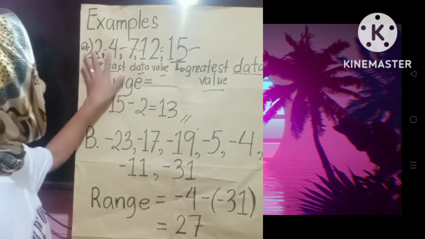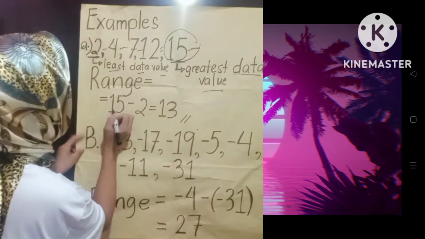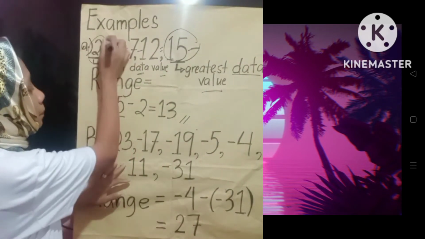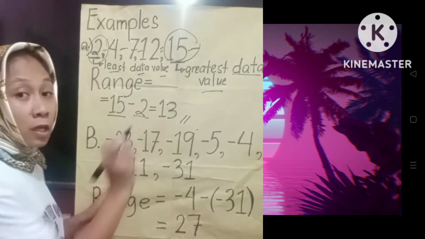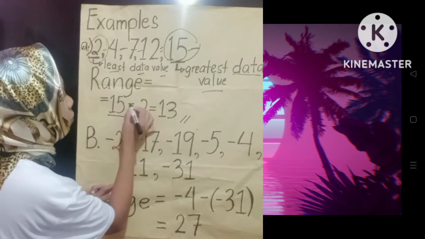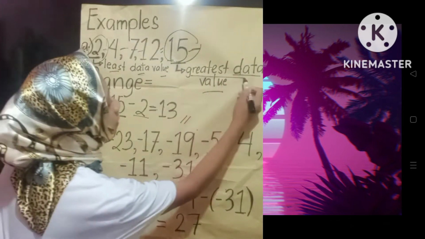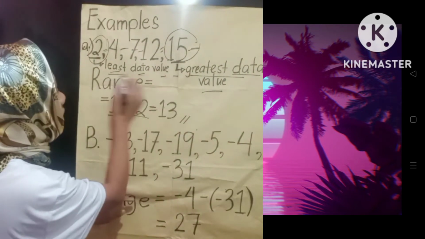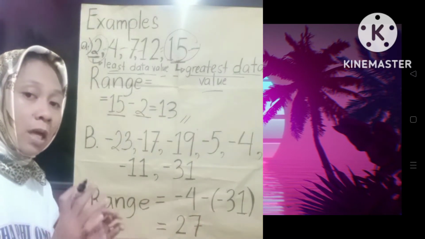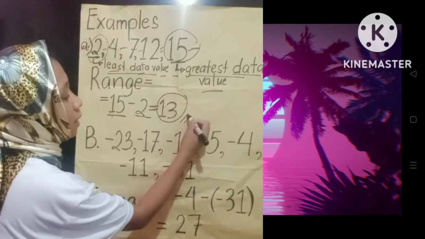So, dito sa nabigay na example, ano yung pinakamalaking number? Which is 15. Yung pinakamaliit na data value is the number 2. So, difference, meaning may minus na mangyayari. So, 15 minus 2 is equal to 13. Kasi nga, yung 15 is the greatest data value minus the least data value, which is the number 2. So, ima-minus mo lang yung dalawang number na yun. 15 minus 2 is equal to 13. So, ito yung magiging range mo.